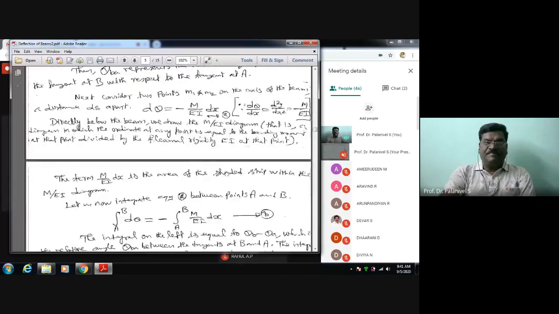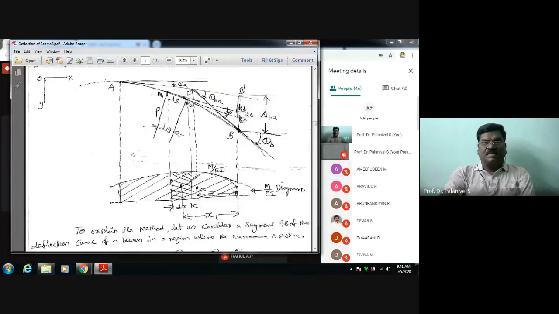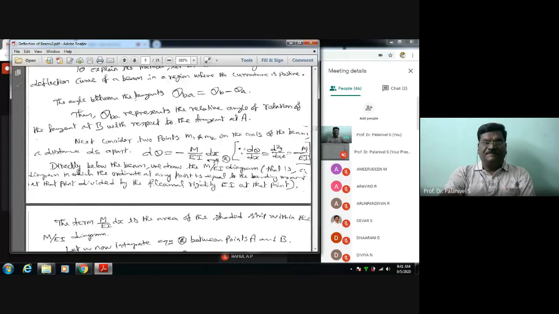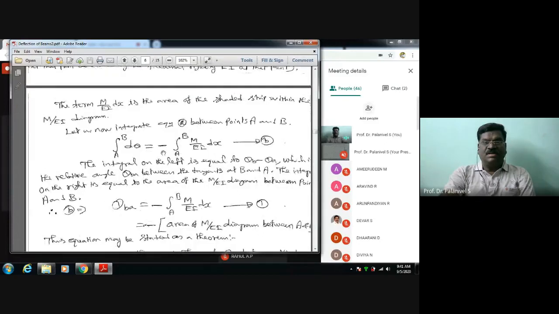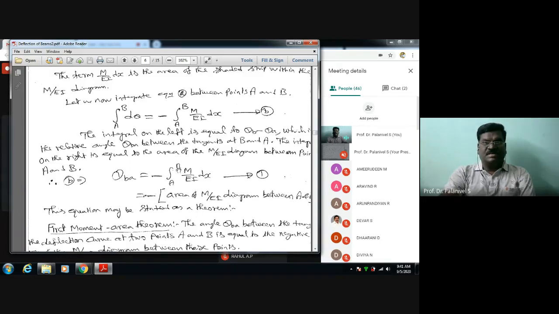Now what we are doing is integrating this d theta for a segment from A to B. So the integral from A to B of d theta is equal to minus the integral from A to B of M by EI into dx. Here the integral of d theta from A to B is nothing but the angle of rotation at B minus the angle of rotation at A. That is theta B minus theta A is equal to minus the integral from A to B of M by EI into dx. The right hand side is the area of the M by EI diagram between A and B.